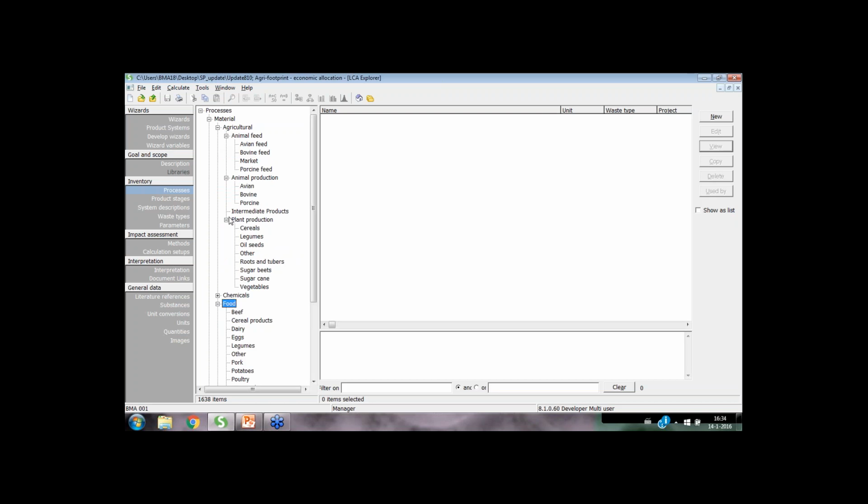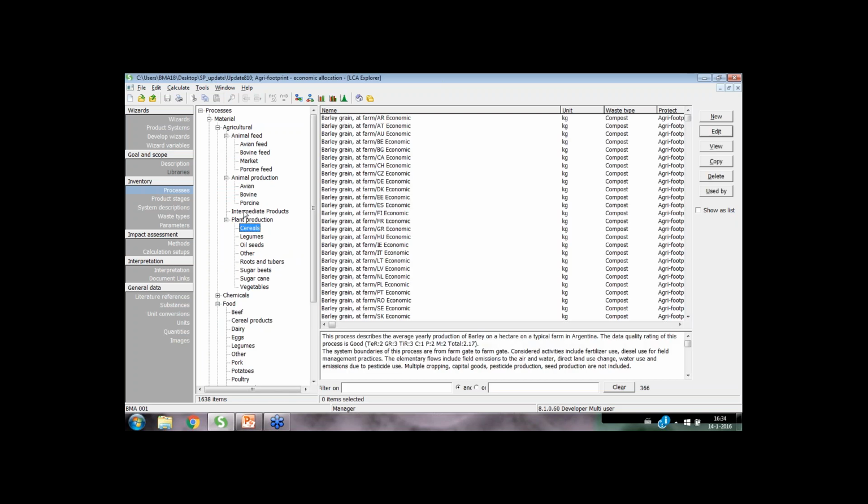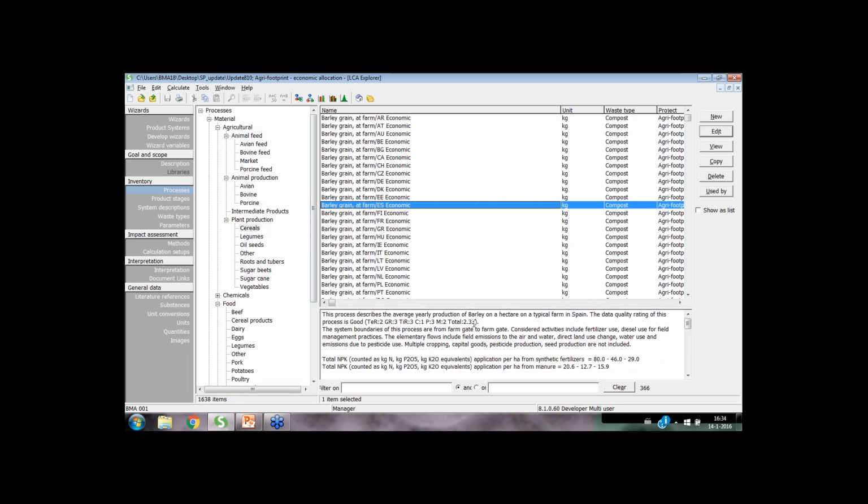Another interesting addition to the new database is that we have tried to score the data quality for all the different processes. And you can find it actually in the overall process comments listed here at the bottom. So especially for people involved in the PEF projects, this will really be helpful to assess the overall data quality of your system. So this is all listed here.